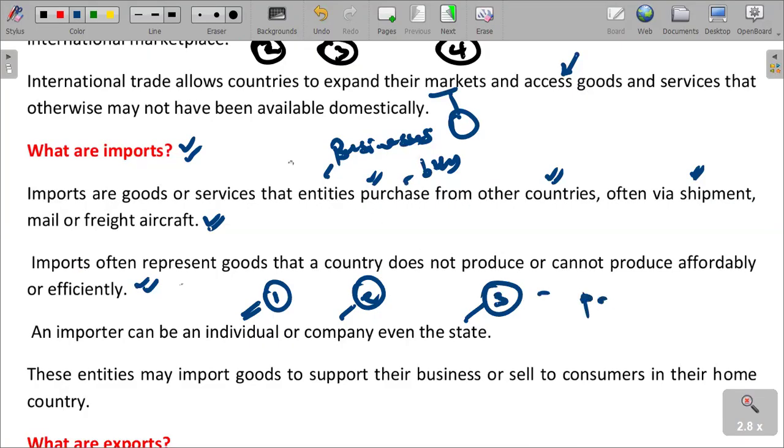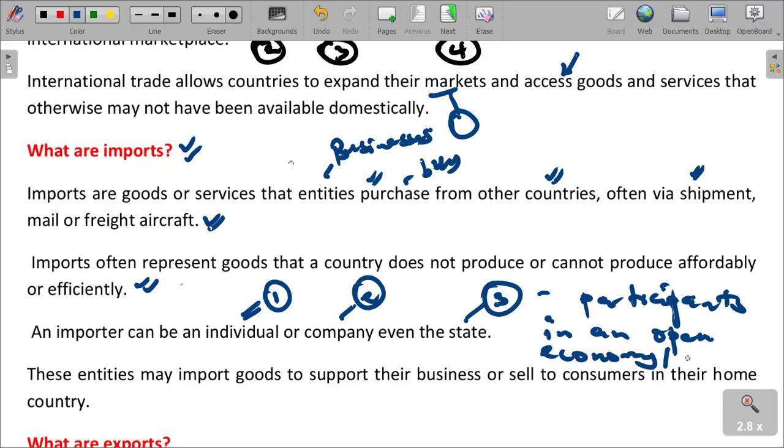We look at these as participants in an economy, in an open economy, in other words, or open market. It is open because it is allowing for international trade. So when international trade is involved, that business or that market is defined as an open economy or an open market. So what we are saying is, who are those involved?